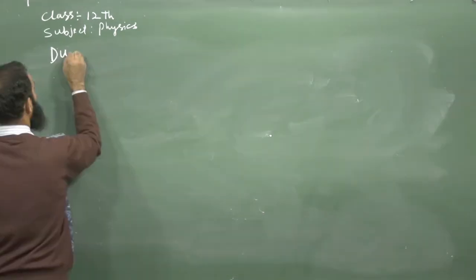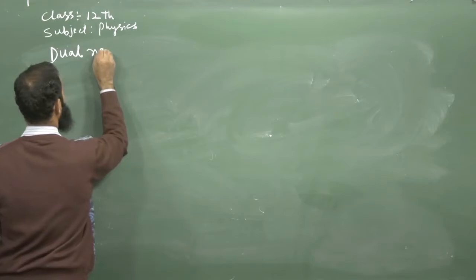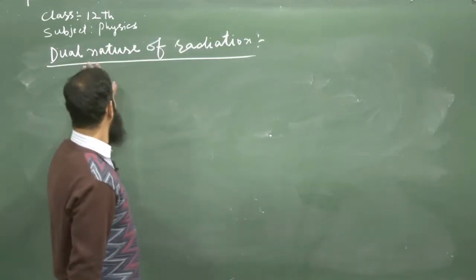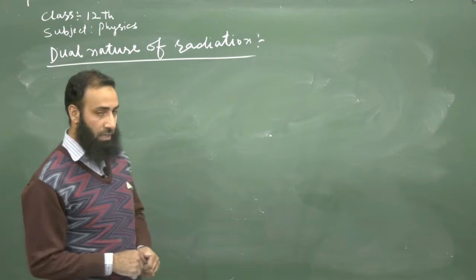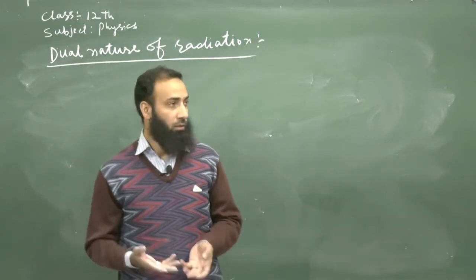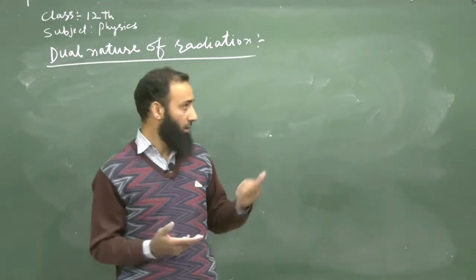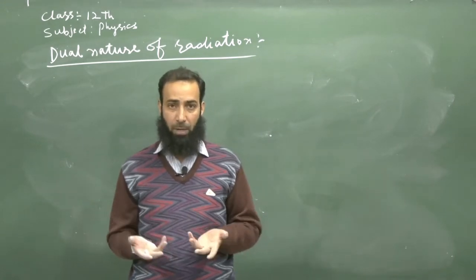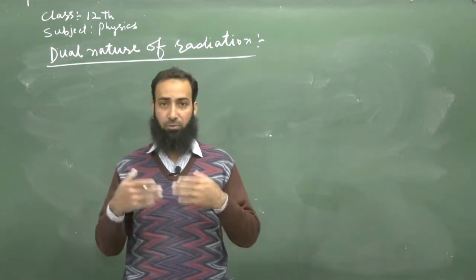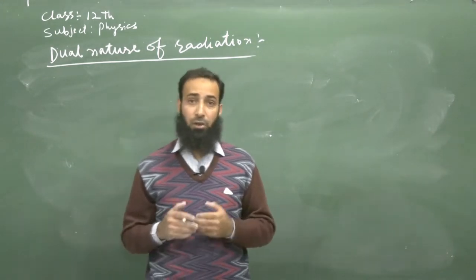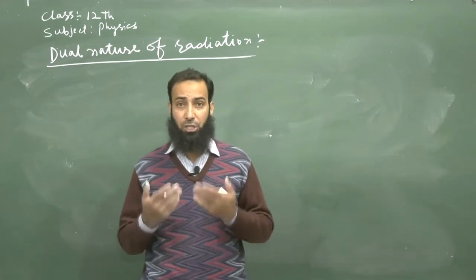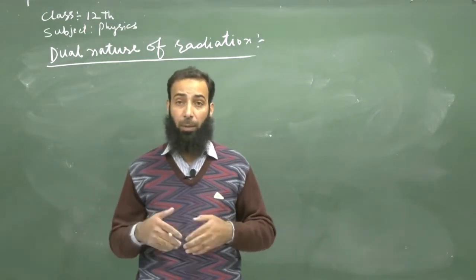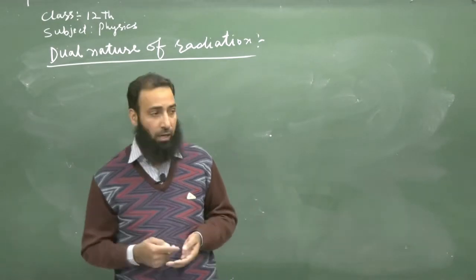Now, dual nature of radiation. In this chapter you have studied the photoelectric effect and its experimental features. You have summarized them as laws of photoelectric effect, and you have seen how Einstein explains these different features of photoelectric effect on the basis of the particle nature of light.